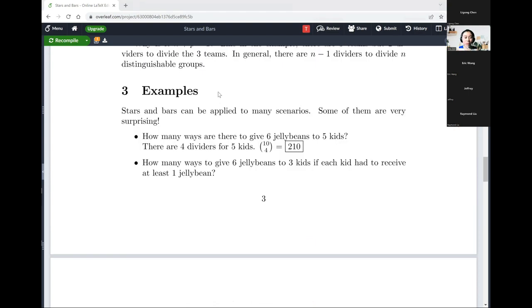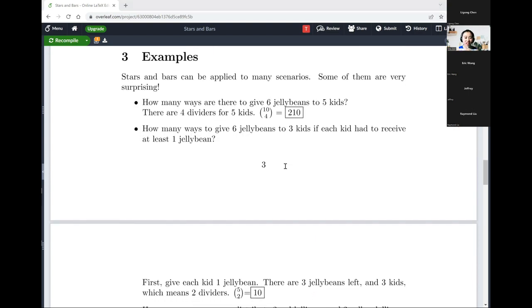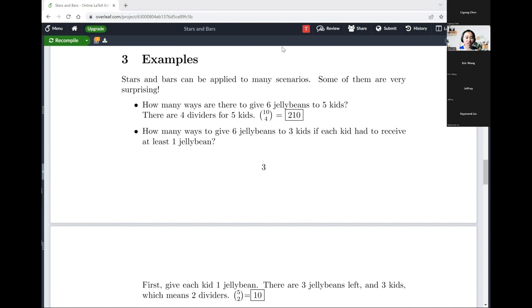Okay. This problem is a stars and bars problem because the kids are dividing up the jelly beans again, but there are some restrictions. First, we give 1 jelly bean to each kid, which would result in 3 jelly beans left, like shown on the screen. And then there are 2 dividers because 3 kids equals 2 dividers. And this time, if it looks like 1 kid doesn't have a jelly bean, in reality they already have 1 because we gave each kid 1 at the start. So the answer is 5 choose 2, which is 10.